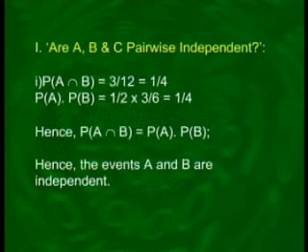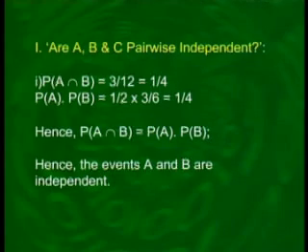First of all, in order to determine whether or not A, B and C are pairwise independent, we would like to check whether or not the equation probability of A intersection B is equal to probability of A into probability of B is verified numerically. Students, as you can see, both sides of this equation are numerically equal to 1 over 4.